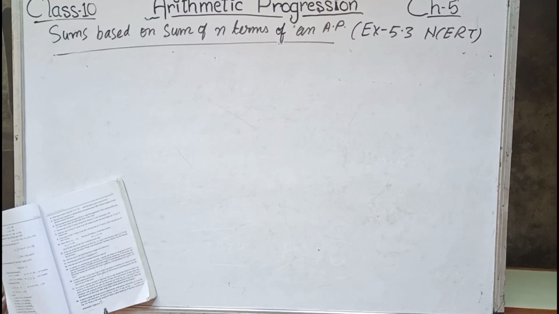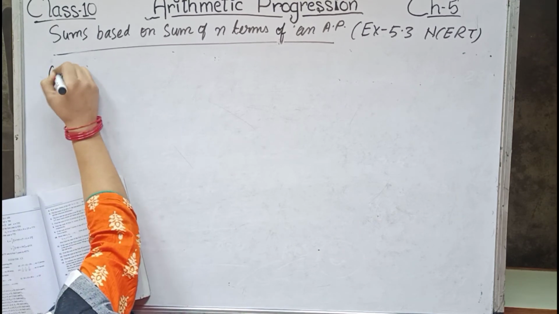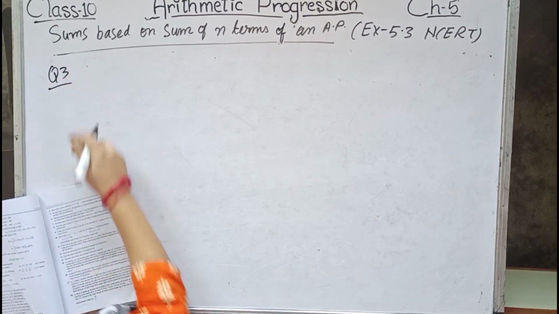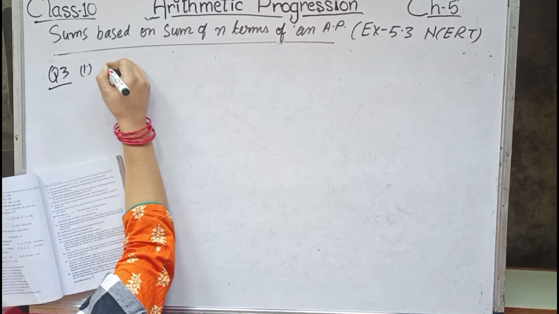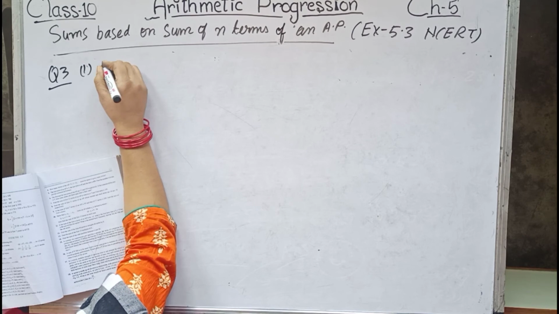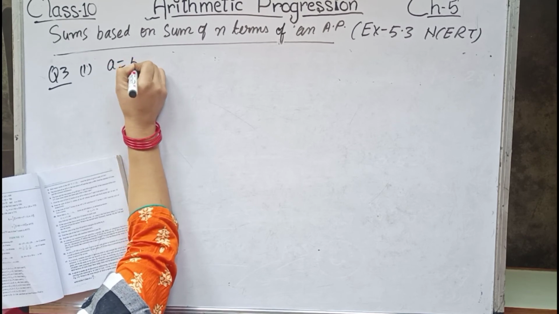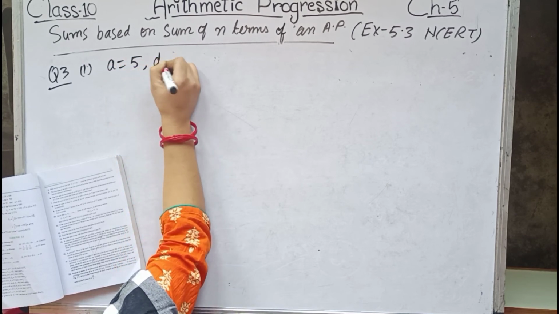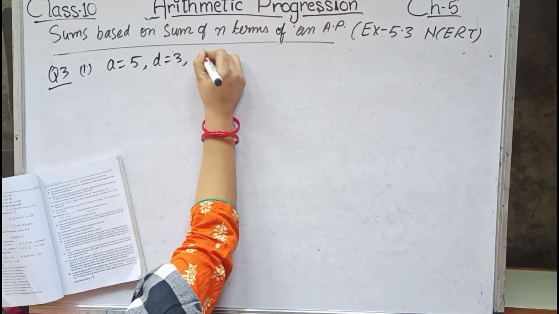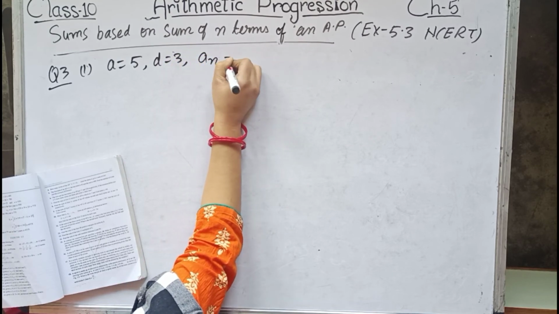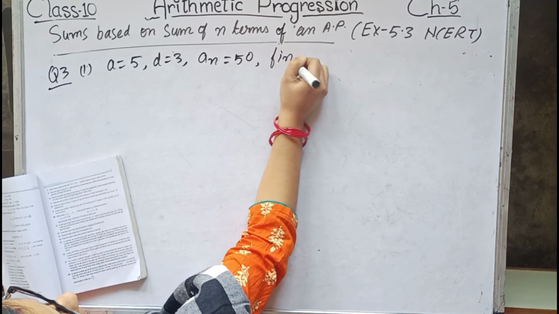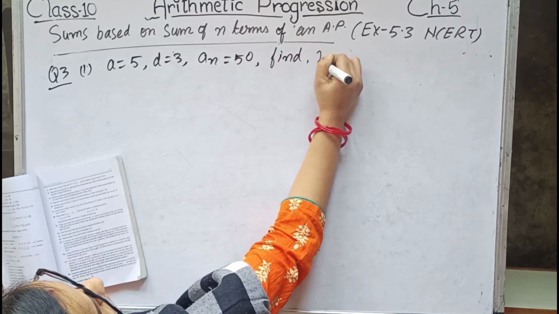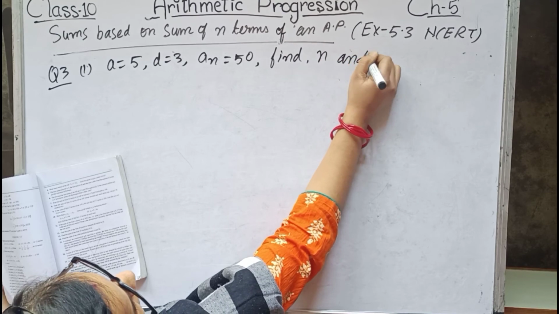Now question number 3, number 1. A is given as 5, D is given as 3 and AN, that is Tn, is given as 50. Find N and Sn.